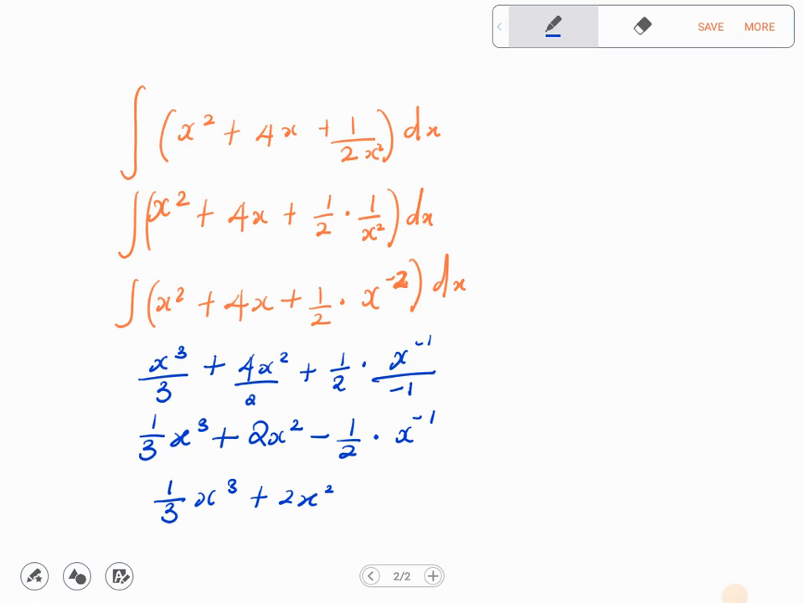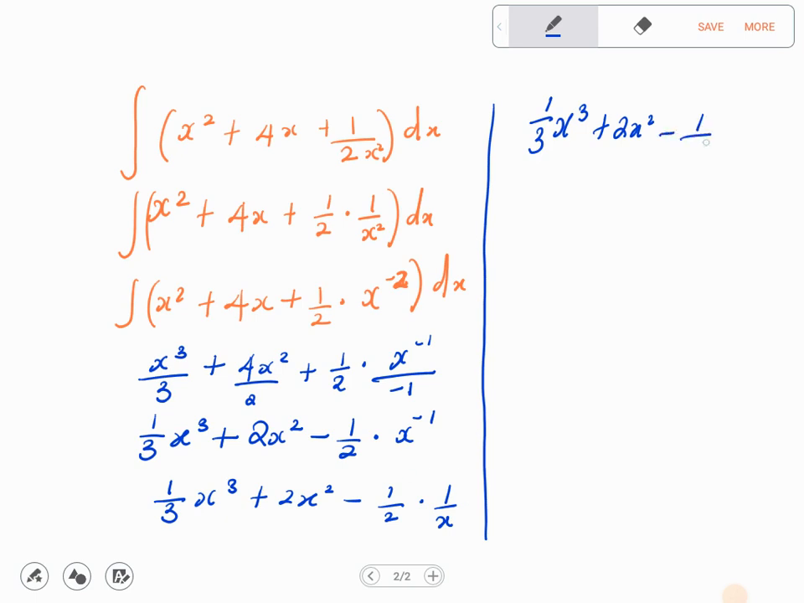And this one, when reciprocated, remember x to the power negative 1 is just equal to 1 over x. So here I have 1 over 2 multiplied by 1 over x. I'm doing it slowly like this, so that you understand why I'm doing this at this particular stage. And we have 1 over 3 x to the power 3 plus 2x squared. Of course, these two multiply and will give us minus 1 over 2x, then plus c, and you are done.